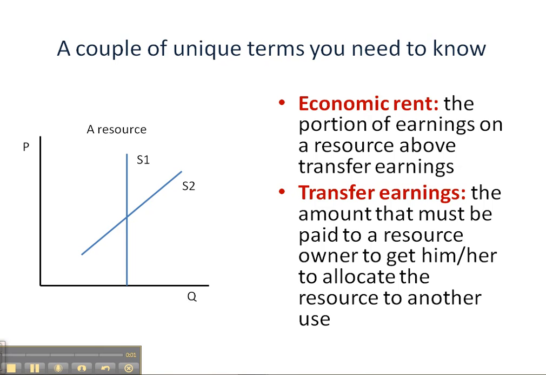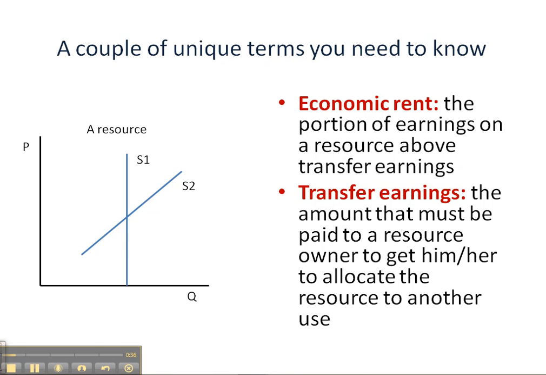Hi folks, continuation of the video that we started on market resource supply. We were caught in the middle of discussing two unique terms that we really need to know when we're analyzing market resource supply, those terms being economic rent and transfer earnings. Economic rent would be the portion of earnings that a resource fetches above its transfer earning level, and transfer earning level would be the amount that's got to be paid to a resource owner to get him or her to allocate his or her resource to another use.